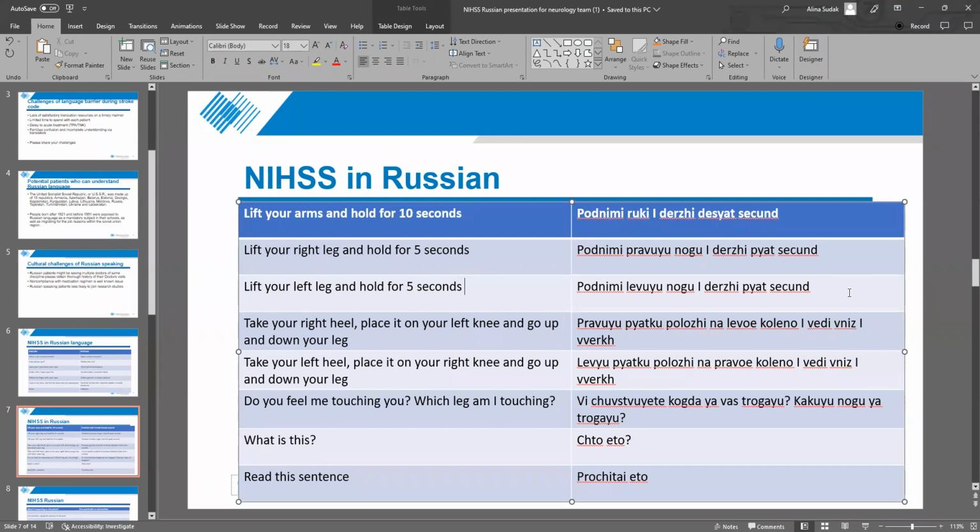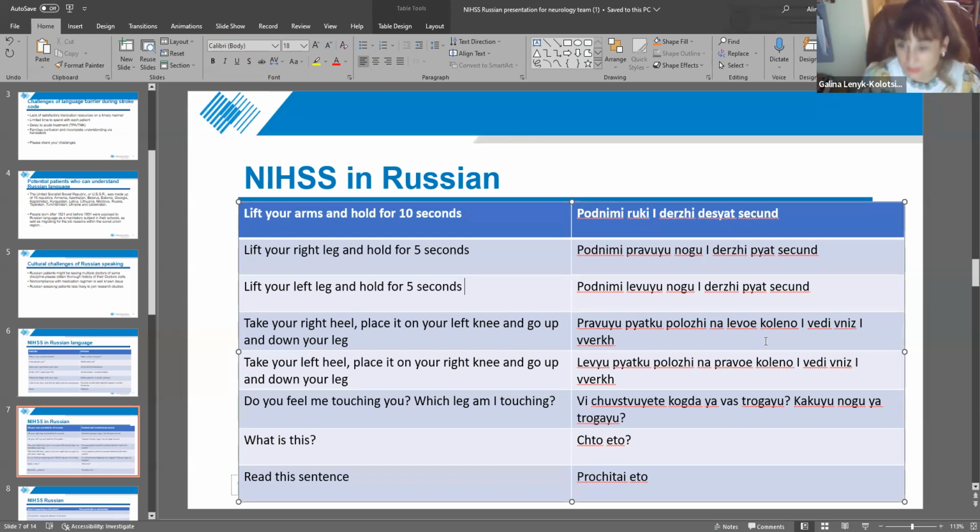Sorry, Ahad, I'm not going to ask you. I know you speak Russian, so what about Ashley? Is Ashley there? Yes, I'm here. All right, Ashley, I want to hear your Russian. How about you take this one? Take your right heel, place it on your left knee, and go up and down your leg.